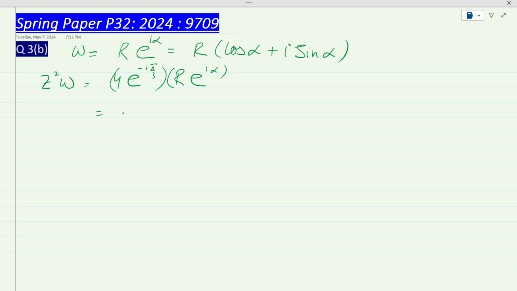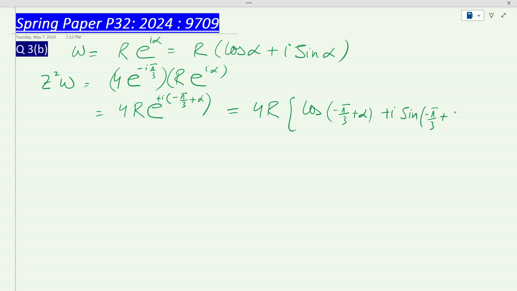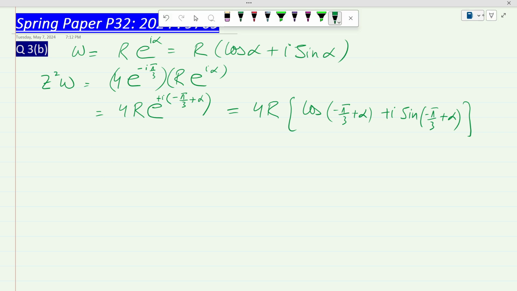Let's multiply magnitudes with magnitudes, and the angles will be added. So we have 4R e^(i(-pi/3 + alpha)). This is our argument for the product, and you can write it in polar form as 4R times cos of (-pi/3 + alpha) plus i sin of (-pi/3 + alpha). It is given in the question that this product is real only.